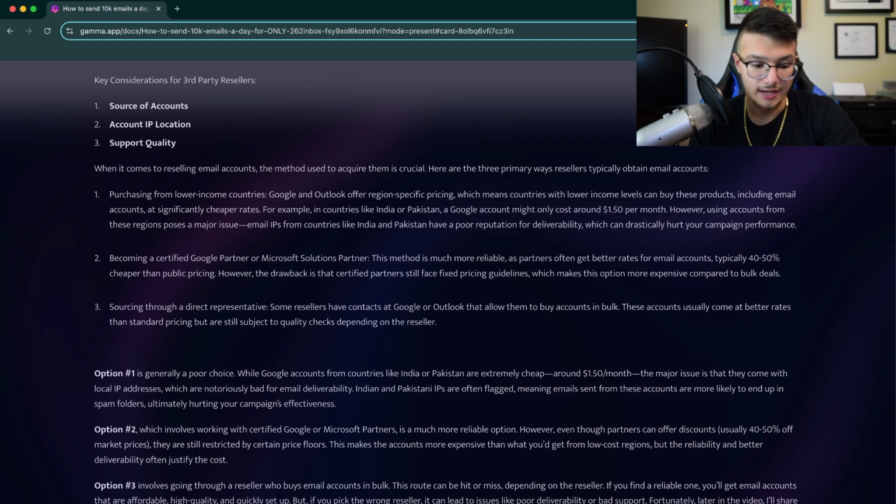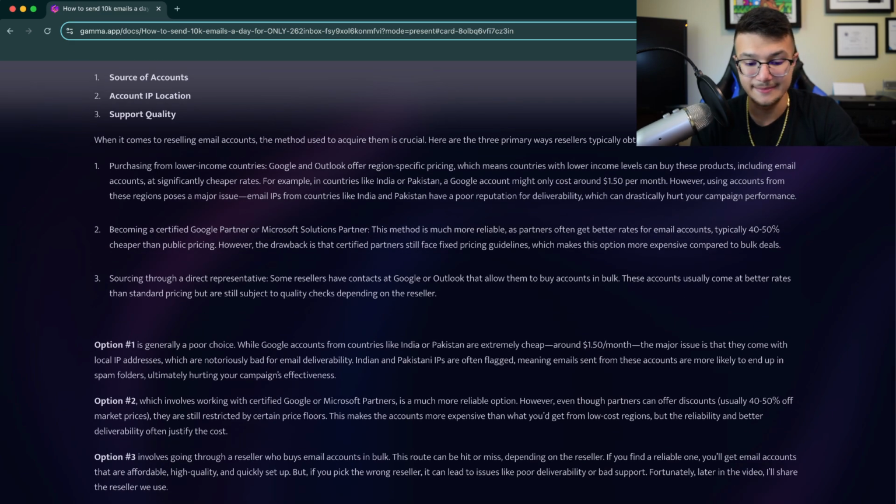Now, option 3. This involves going through a reseller who buys email accounts in bulk. This route can be a hit or a miss, depending on the reseller. If you find a reliable one, you'll get email accounts that are affordable, high quality, and set up very quickly. But if you choose the wrong reseller, it can lead to a bunch of poor deliverability issues, bad support, and it's a whole rabbit hole that you essentially don't want to go down.